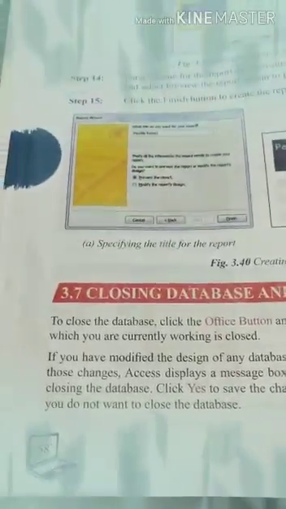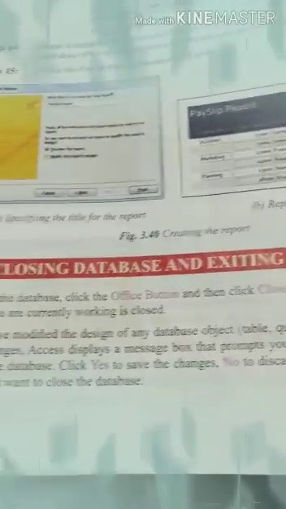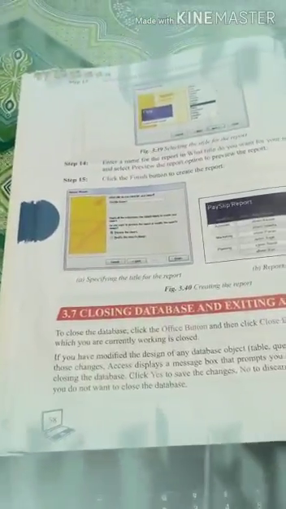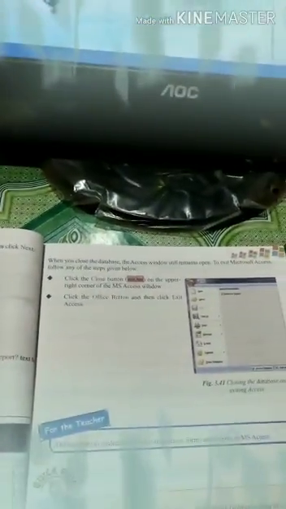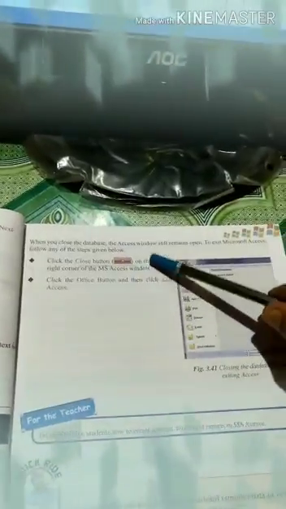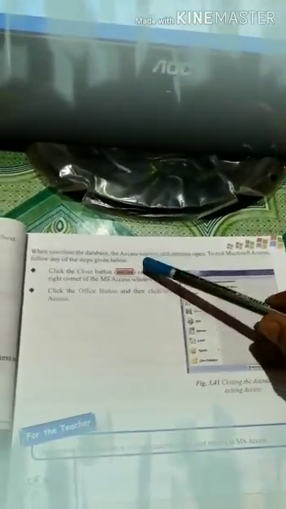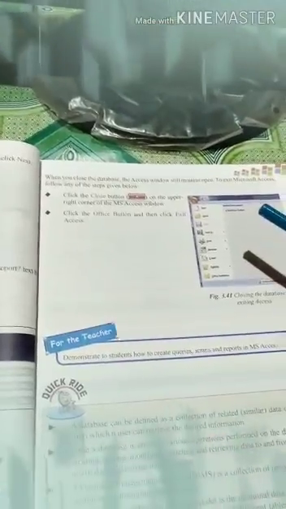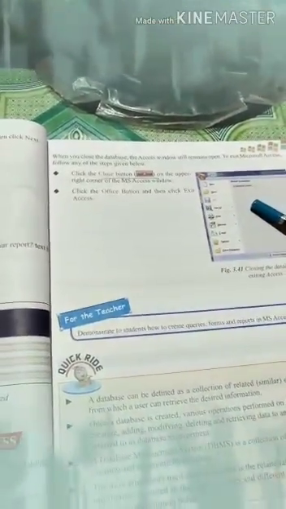Closing a database and exiting Access. To close the database, click the Office button, otherwise click on the File tab and click on Exit, or directly click on the close button. The database on which we are currently working is closed. To close Microsoft Access, click on the close button in the upper corner of the Microsoft Access window. Clicking this button, we will find our Access is closed. Otherwise click on the File tab, click on Exit, and our Access will be closed.